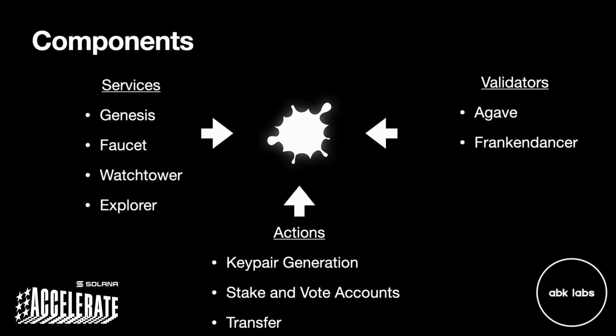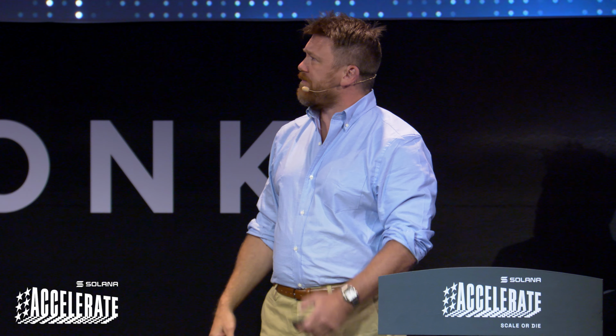So in general, what we do is we've broken out all the Solana infrastructure into components. You can imagine the usual suspects on the left, like Genesis and Faucets, along with validators like Agave and Frankendancer. We support many versions, many forks, all prepackaged, and things that you need to do on Solana networks to get them stable, like bringing up stake and vote accounts. Again, that can all be automated, so you're not doing any of this stuff manually.